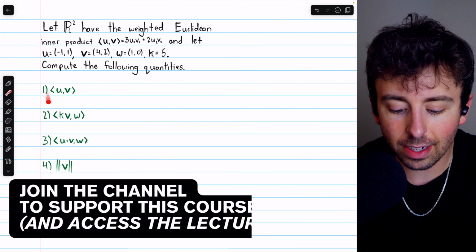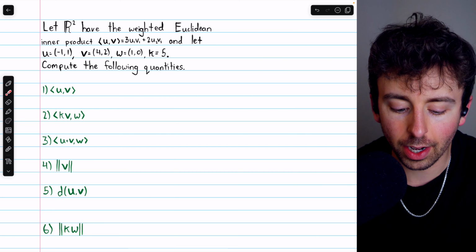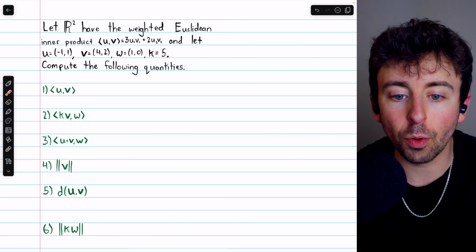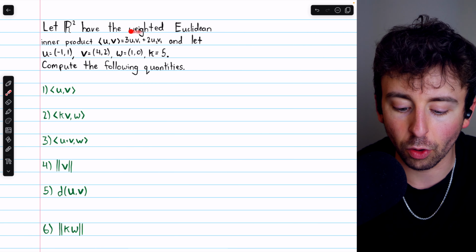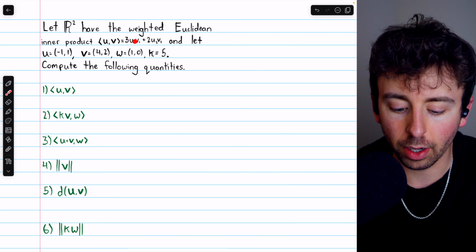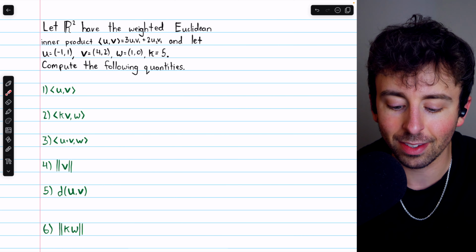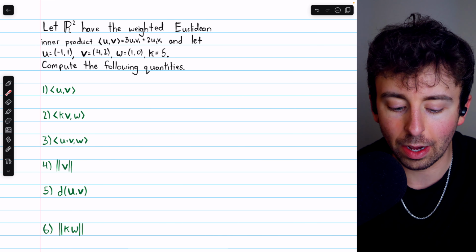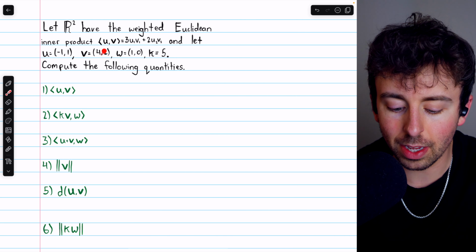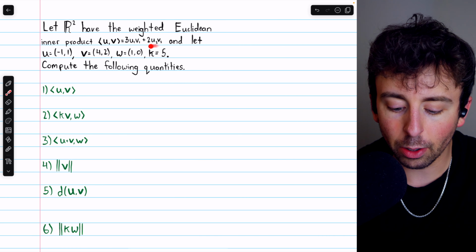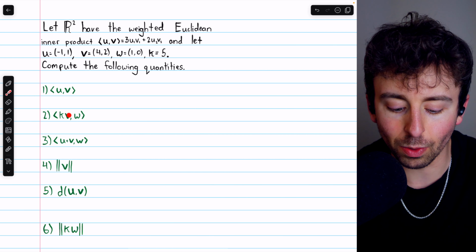Let's do these 6 computations involving a weighted Euclidean inner product. So we're considering the inner product space R squared with this weighted Euclidean inner product, 3 times the product of the first components plus 2 times the product of the second components. That's the inner product of u and v. We're going to let u equal this vector, and here's our vector v, here's our vector w, and our scalar k equals 5. So using all this information, we will compute these quantities.